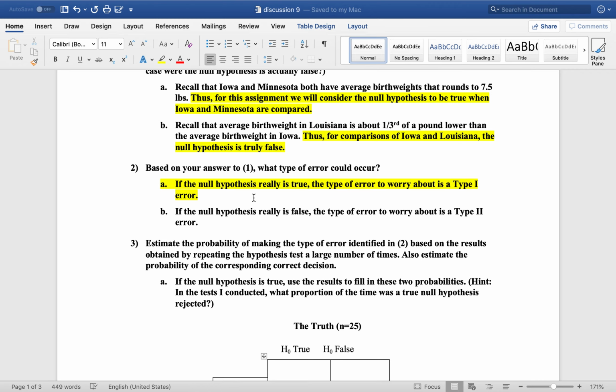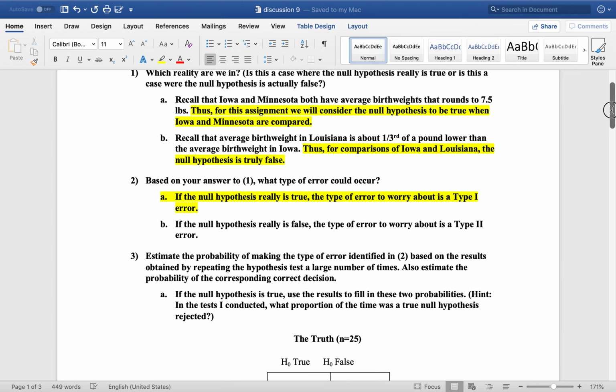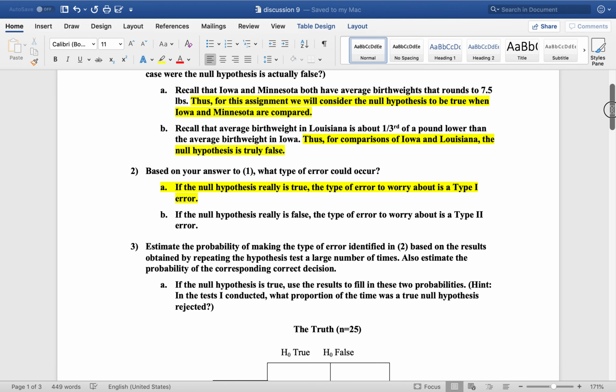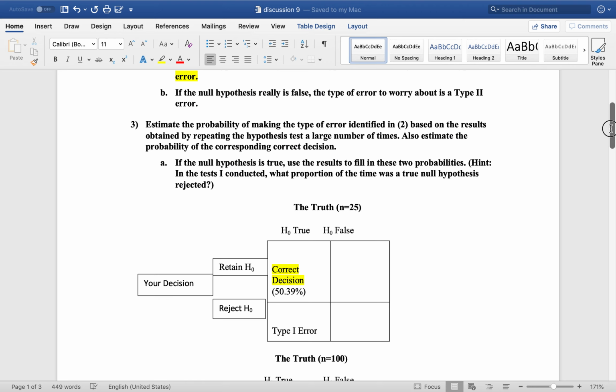Based on the answer for number 1, if the null hypothesis really is true, the type of error to worry about is type 1. So that would go with Minnesota and Iowa. And if the null hypothesis is really false, the type of error to worry about is a type 2 error. So that would go with Iowa and Louisiana. And then we'll go down here.